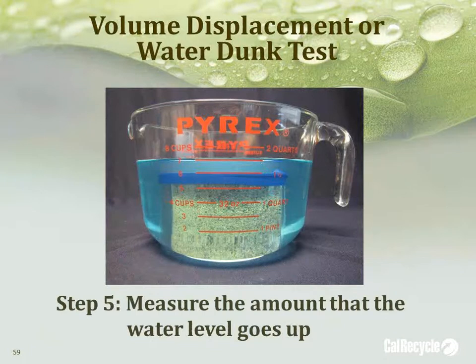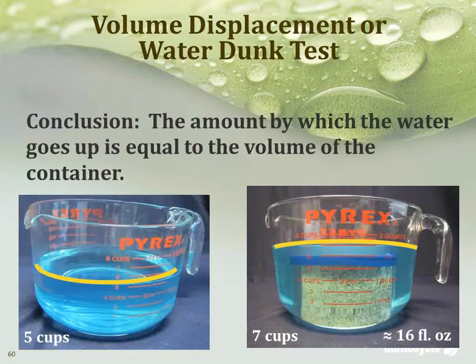In our example, we placed 40 ounces of water in the measuring device, and the water level went up to approximately 56 ounces after adding the container. The amount of water that the container displaced is about 16 ounces. Therefore, the volume of this packaging container is about 16 ounces.